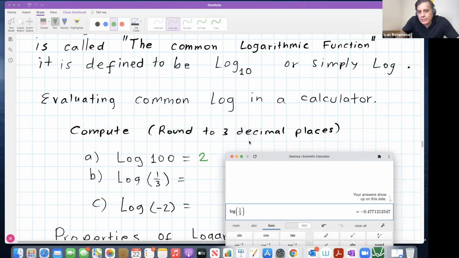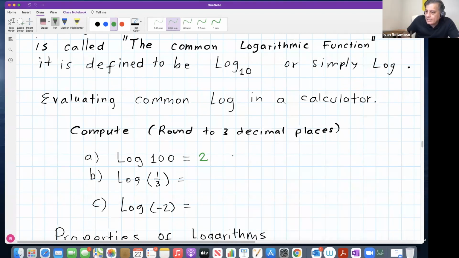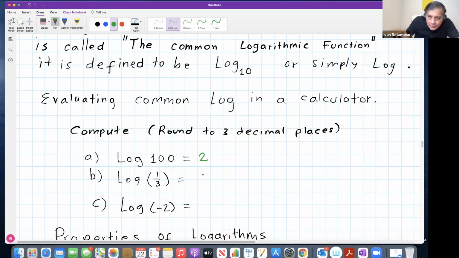There will be instructions for you to do the rounding. In this case, it's round to 3 decimal places. So rounding this to 3 decimal places, we will get negative 0.477, right? So let me write this down. Negative 0.477. Excellent.